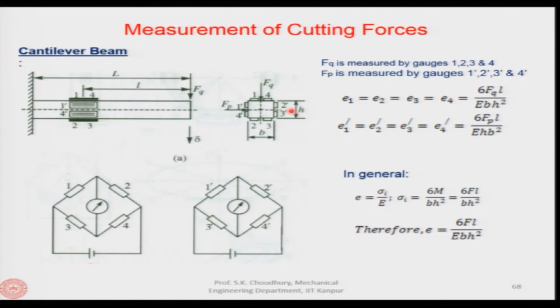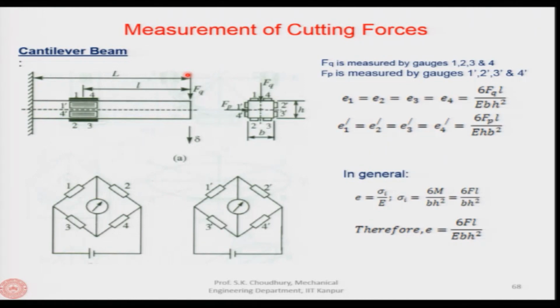can actually form 2 Wheatstone bridges, one comprising 1, 2, 3 and 4, and the second Wheatstone bridge comprising 1 prime, 2 prime, 3 prime and 4 prime. So, when the Fq is acting on the cantilever beam, as you can see from here, the 1, 2, 3 and 4 sensors will be sensing this, whereas 1 prime, 2 prime, 3 prime and 4 prime will be insensitive to the thrust force Fq.